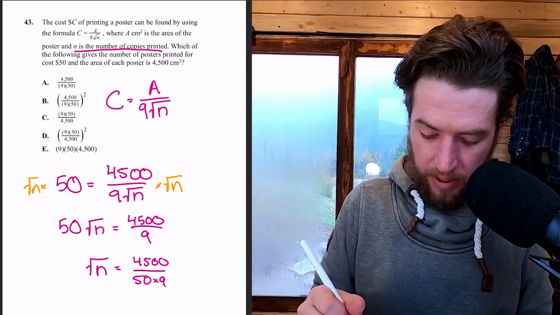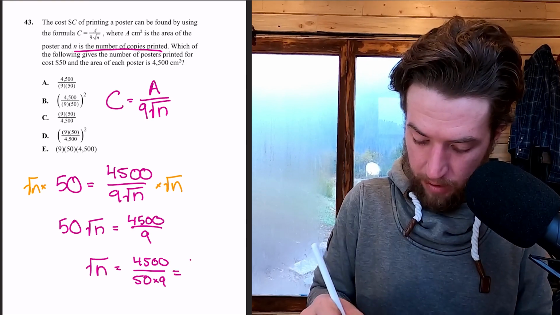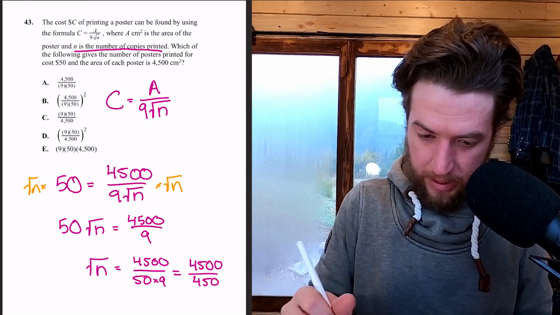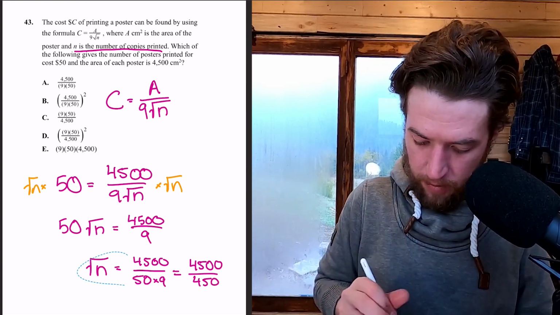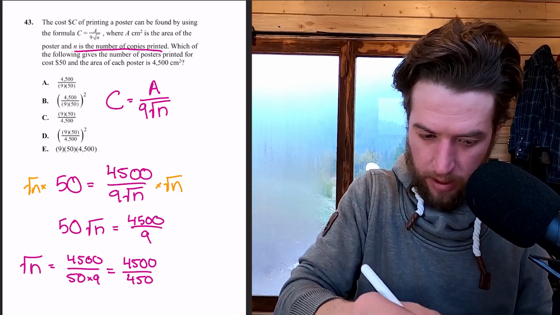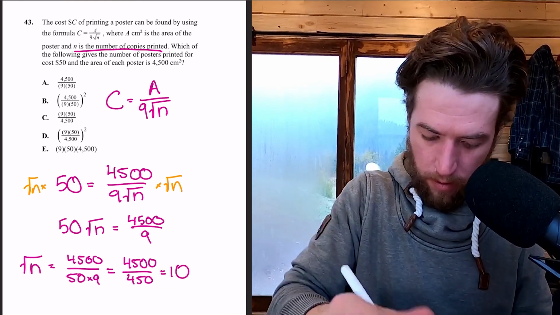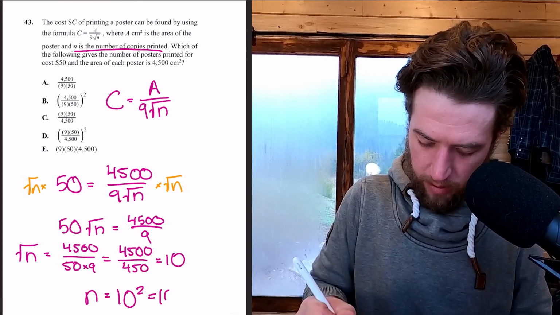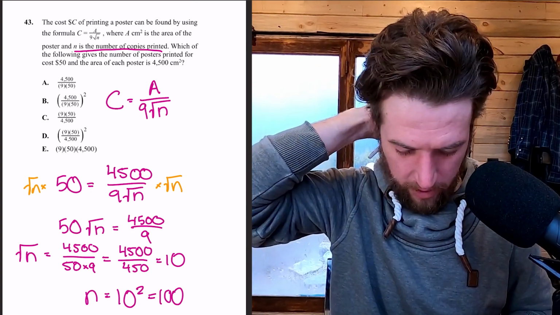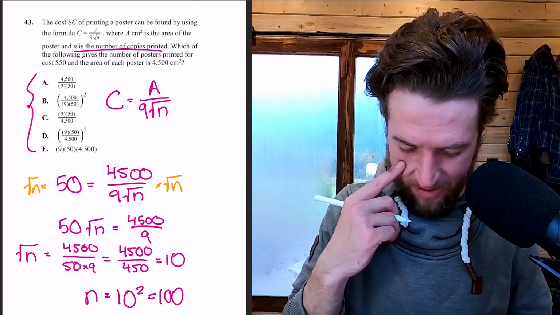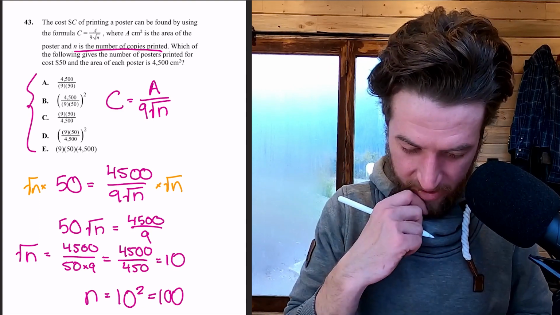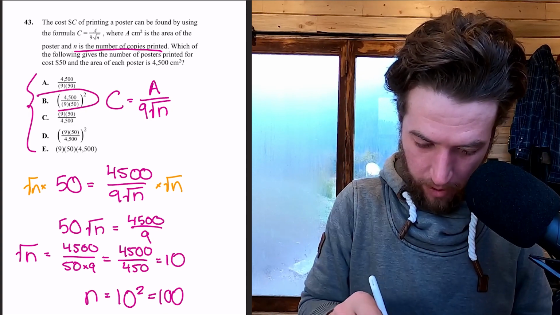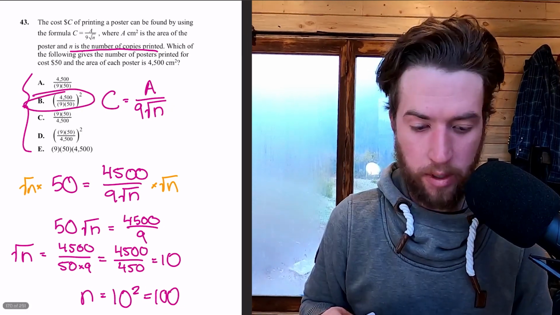Ironically, 50 times 9 is 450. So 4,500 over 450 is 10. Let's just move this all over. So this is 10. Therefore, root n is 10. So therefore, n is 10 squared, which is 100. Oh, gosh. I did all the math. And the answer is 100. Looks like it's 4,500 over 9 times 50 squared. That's what we did. Way too much work.